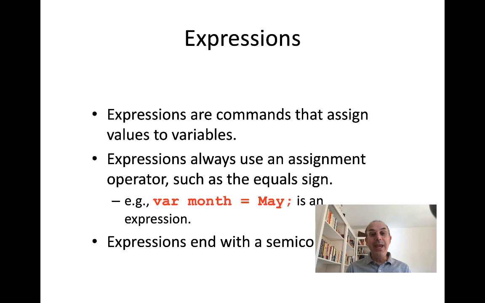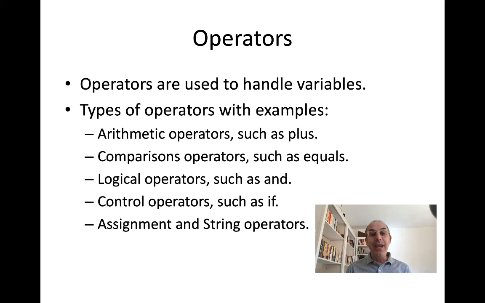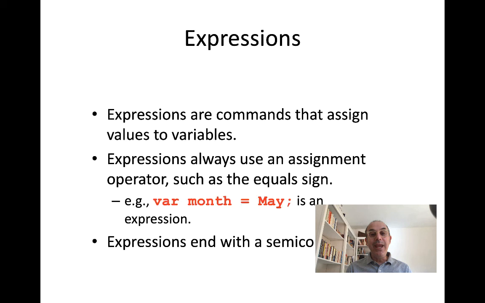Expressions are commands that assign values to variables. For example, in our previous variable, month equals May, and this is the expression that we are trying to do. But the expression always ends with a semicolon. Operators are used to handle the variables. Types of operators, with examples: control operators such as if, or assign, or string operators.